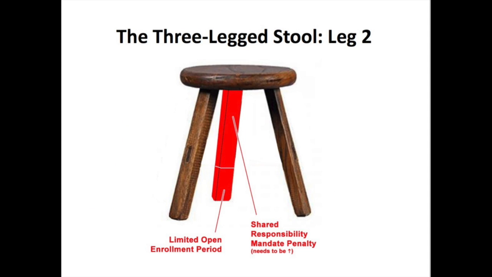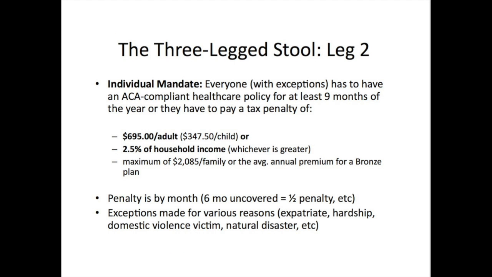With this in mind, Obamacare added an individual mandate penalty requiring people, with certain exceptions, to be covered with a qualifying policy, or they'd have to pay a financial penalty. Under the mandate, you have to be covered for at least 9 months of the year with a qualifying health plan, or you have to pay out about $700 a person, or 2.5% of your household income.